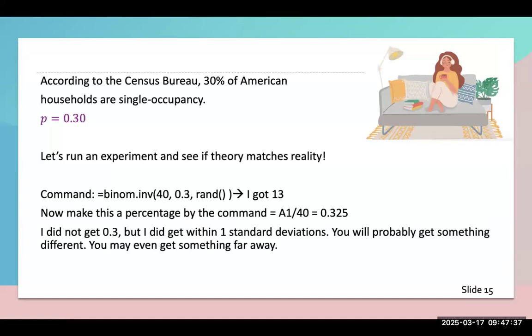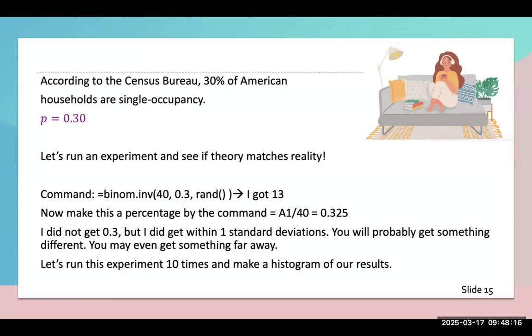Now, I didn't get the actual percentage, the parameter, 0.3, but I was within one standard deviation. And all of the other times I ran this, I was within one standard deviation. Now, you might get something different. Maybe your answer is not within one standard deviation of the mean. It may be within two standard deviations of the mean. You may get something even further away. But if we kept doing this experiment over and over again, how many times will we get something close to the mean? Well, it should end up looking like the normal distribution. Let's see what happens if we run this experiment 10 times and make a histogram of our results.